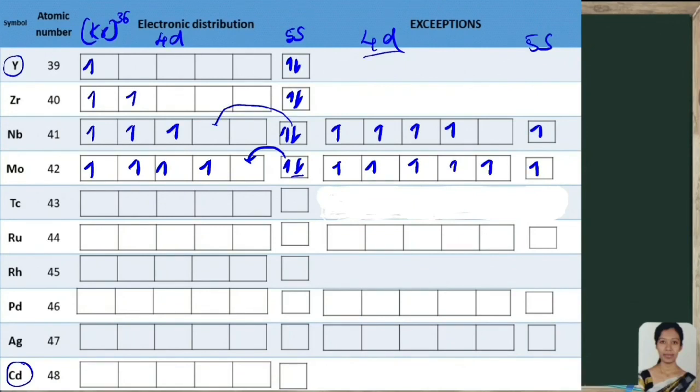For technetium, krypton 36, 5s2, 38, 39, 40, 41, 42, 43. This is what we expect. This is completely filled, and this will be half-filled, which is stable. Ruthenium with the atomic number 44. So 36 plus 2, 38, 39, 40, 41, 42, 43 and 44. This is what we expect.